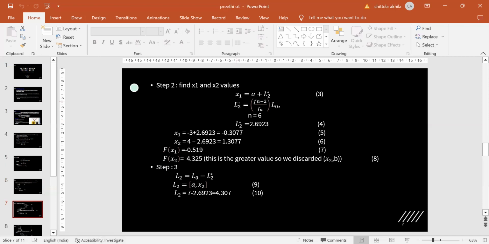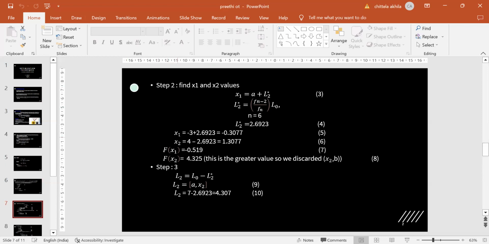This is x1 equal to a plus L2 star, where we are finding L2 star, that is the length. And x1, how we can find x1, means a plus L2 star. Here we all know that a equal to minus 3. To find L2 star, this is Fn minus 2 by Fn into L naught. We all know that L naught equals the length of the interval, that is b minus a.